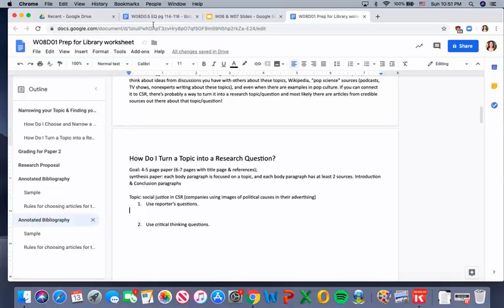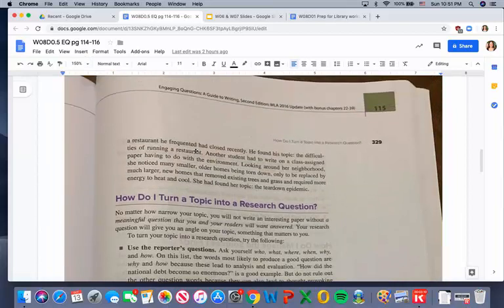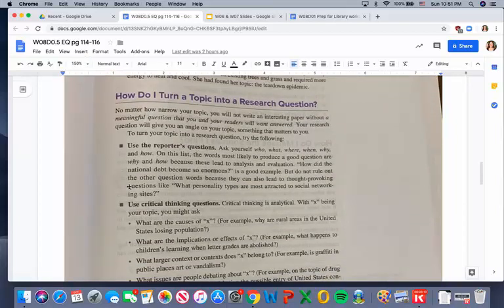So use reporter's questions. What that means is, if we're looking at page 115, I think that's correct. Yep, page 115, we can see that it gives us these steps. So that means that we're going to follow these steps. I'm going to read the introduction that says, no matter how narrow your topic, you will not write an interesting paper without a meaningful question that you and your readers will want answered. Your research question will give you an angle on your topic, something that matters to you. To turn your topic into a research question, try the following.